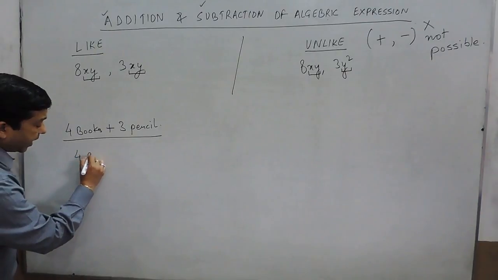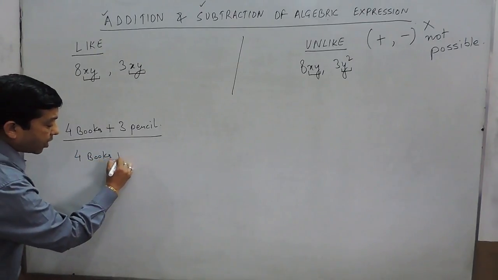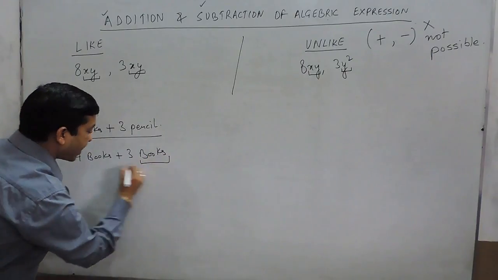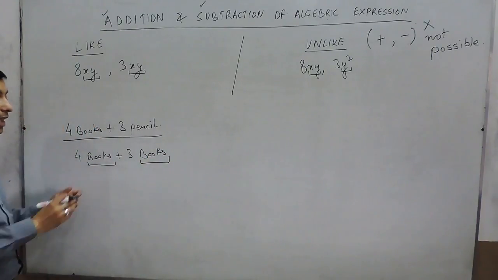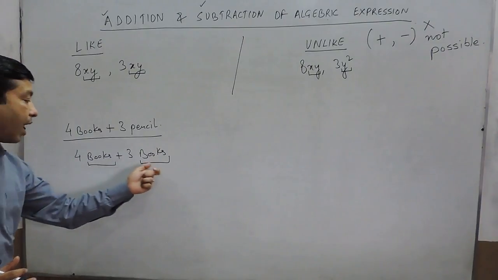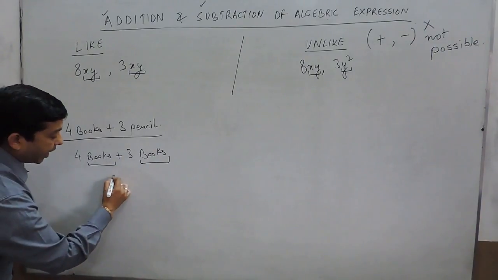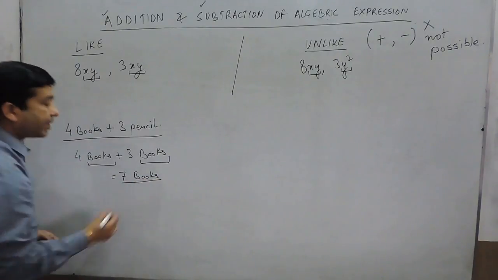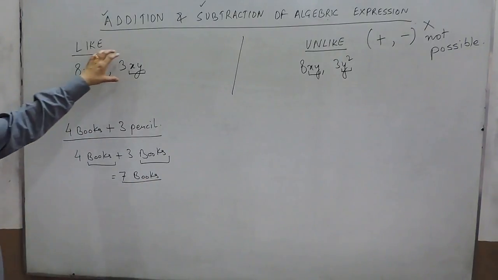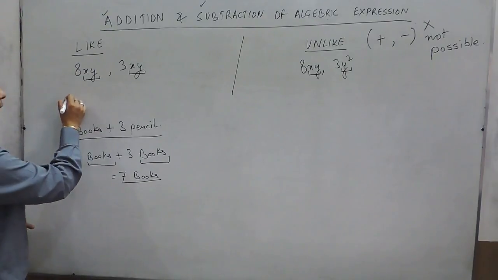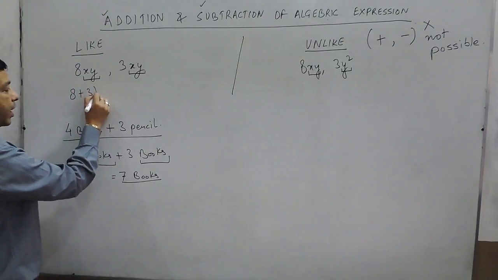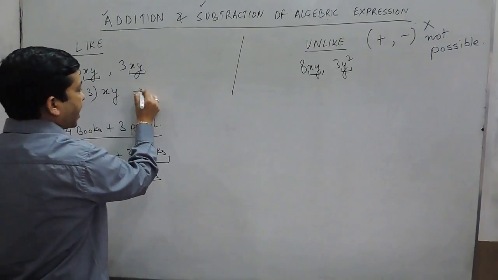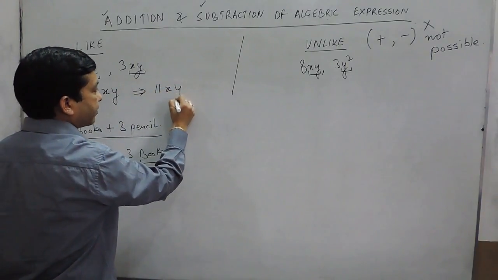But if I say that 4 books have to be added to 3 books, here the variable is the same and only the numerical coefficient differs, so we can add and write it as 7 books. In the same way, if it is 8xy and 3xy, we have to add the numerical coefficients together and then put xy with it. So it is actually 11xy.